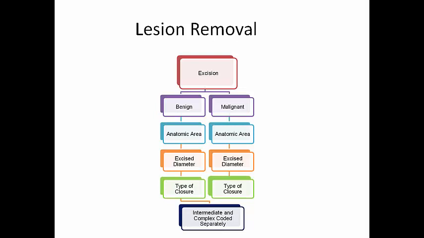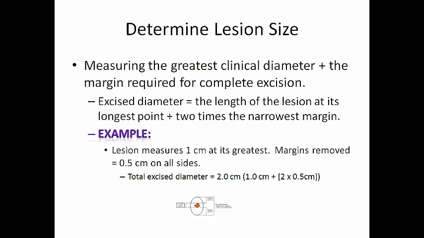So, determining the lesion size. Size is very important when reporting a lesion excision. Code selection is determined by measuring the greatest clinical diameter of the lesion plus the margin required for complete excision. The physician should measure the lesion plus the margin before that excision and have that documented in the medical record. Do not select codes based on the size of the incision or that resulting surgical wound. The physician needs to document that.